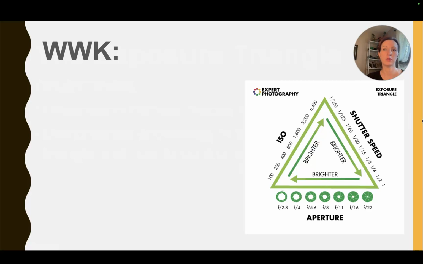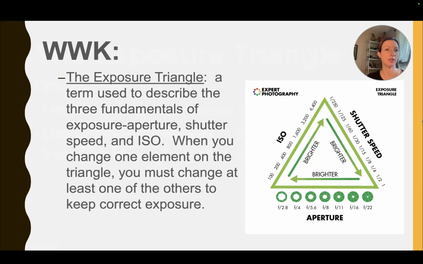And our first word worth knowing is the exposure triangle. It's a term used to describe the three fundamentals of exposure: aperture, shutter speed, and ISO. When you change one of the elements on that triangle, you must change at least one of the other to keep your exposure correct. So we'll be talking all about that little triangle right now.